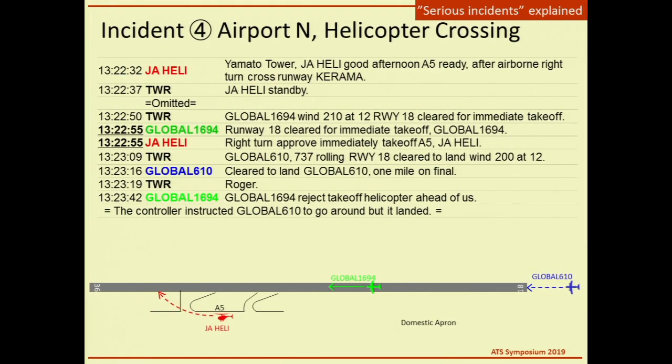Yamato Tower, Juliet Alpha Hotel Echo Lima India, good afternoon. Alpha 5, ready after airborne, right turn, cross runway. Juliet Alpha Hotel Echo Lima India, standby. Global 1694, wind 210 at 12, runway 18, cleared for immediate takeoff. Runway 18, cleared for immediate takeoff, Global 1694. And at the same time, right turn approved, immediate takeoff, Alpha 5, Juliet Alpha Hotel Echo Lima India. Global 610, 737 rolling, runway 18, cleared to land, wind 200 at 12. Cleared to land, Global 610, 1 mile on final. Roger. Global 1694 rejected takeoff, helicopter ahead of us.